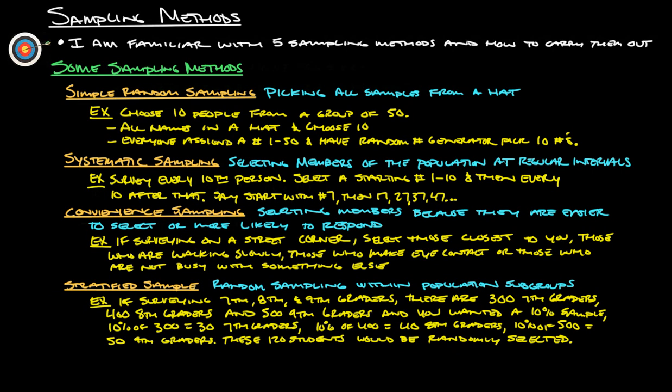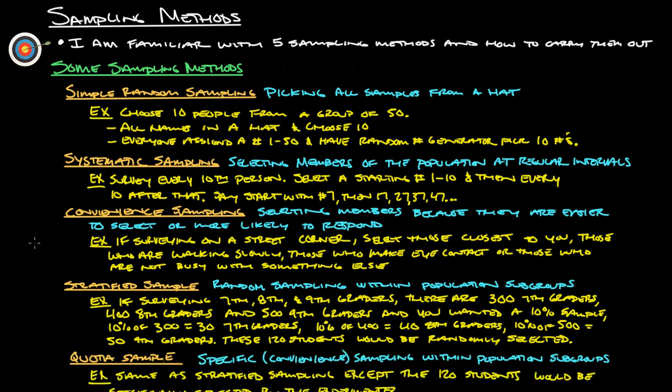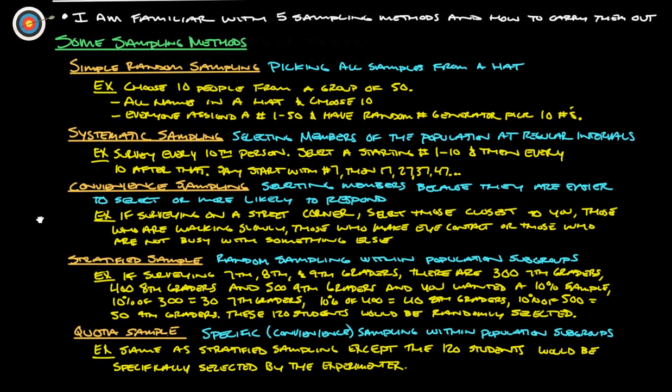Okay, and then one more is quota sample, specific convenience sampling within population subgroups. For example, it's the same as stratified sampling, except the 120 students would be specifically selected by the experimenter. Okay, so that's a quota sample. All right, let's take a look at some of these.